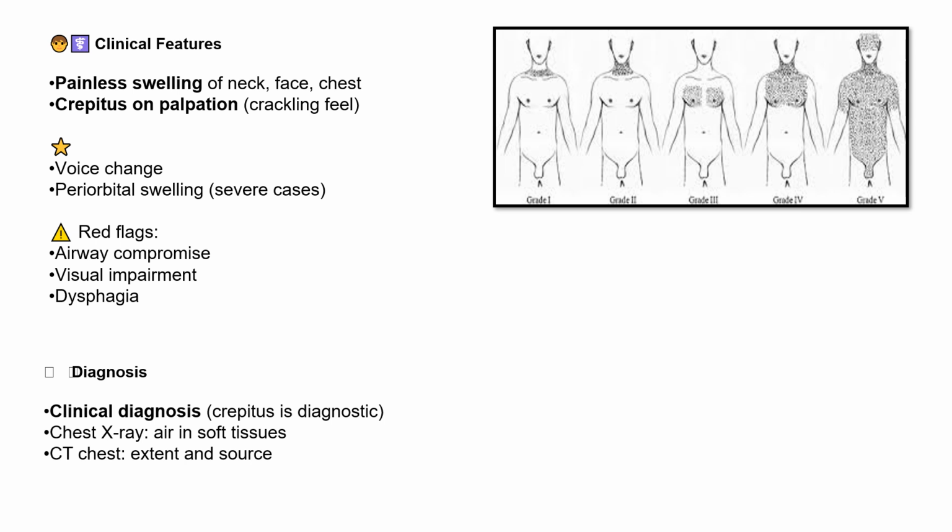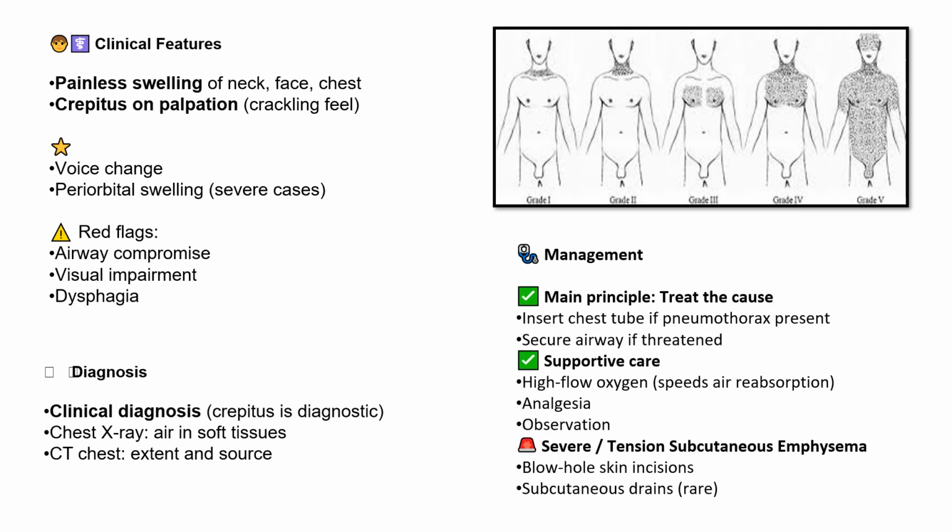So how can you manage this? Management is mainly to treat the underlying cause. If the patient has a pneumothorax, we have to put in a chest tube. Or sometimes the patient has a persistent air leak through the chest tube, the IC tube. We have to secure it, identify where the leak is, and manage it then and there. So we have to treat the underlying cause.